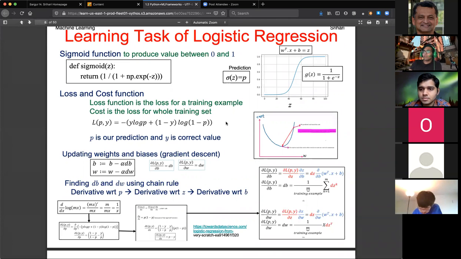Sometimes you use sum of squared errors as a loss function. That is, you simply add up how many errors you've got. It turns out that is not as good a loss function in certain situations as this one. So we have this loss function.